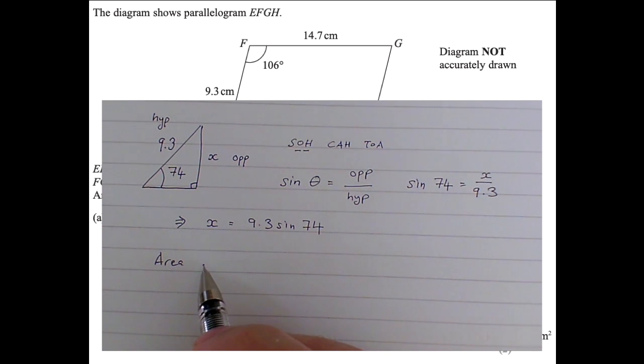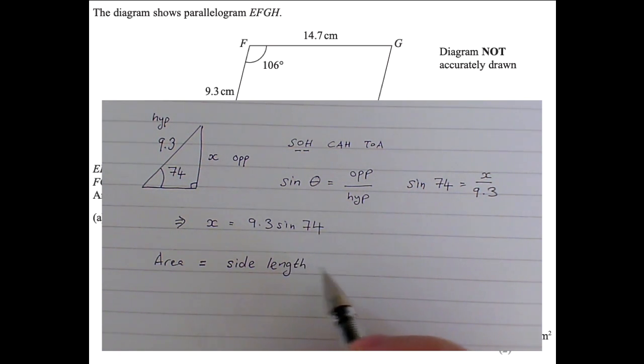Now if you didn't do it this way, that's completely fine. If you did half times 9.3 times 14.7 times the sine of 106 and then doubled your answer, that would have been equally as good.